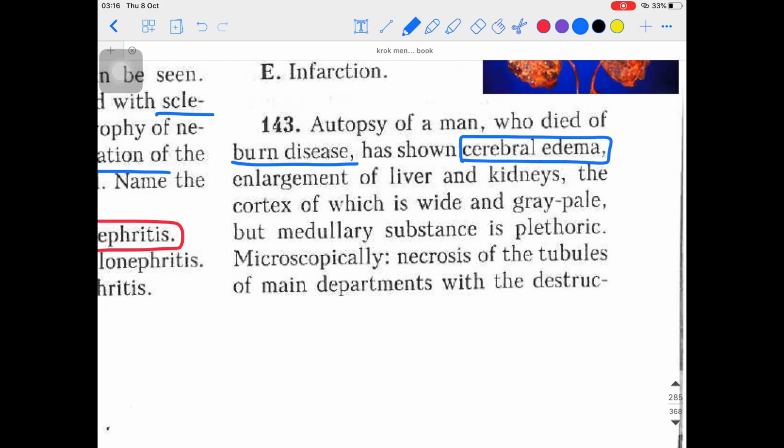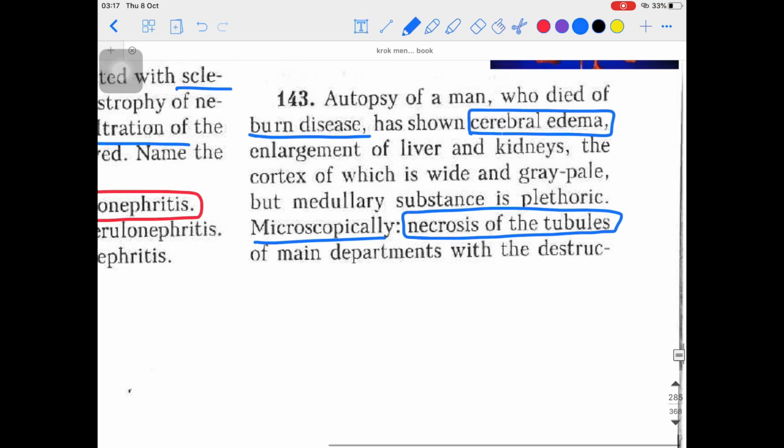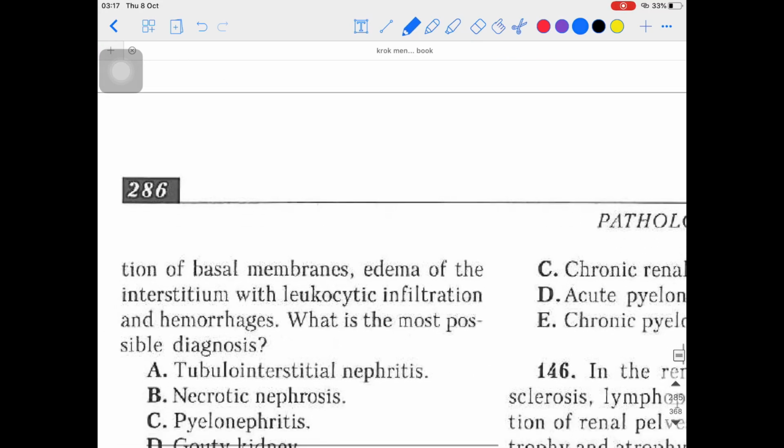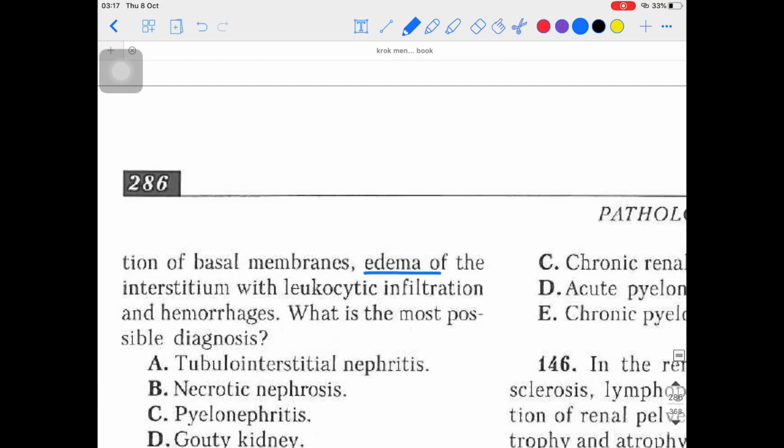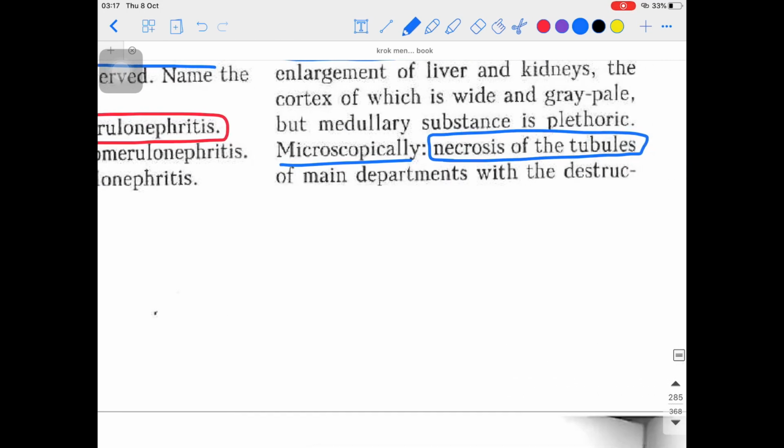Okay, fine. Enlargement of the liver and kidney, the cortex of which is white and gray pale, medullary substance plethoric. Microscopically, necrosis of the tubules of the main departments with destruction of the basal membranes. Edema of the interstitium with leukocytic infiltration and hemorrhages. What is the most possible diagnosis over here? There is edema of the interstitium, there is leukocytic infiltration, but the main thing they said is that microscopically there is necrosis of the tubules.